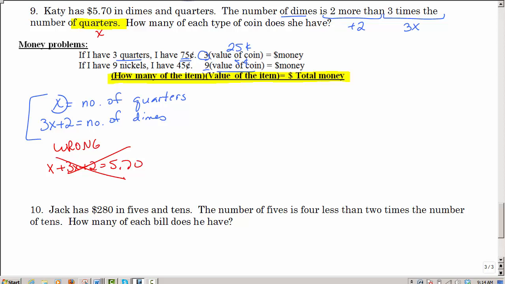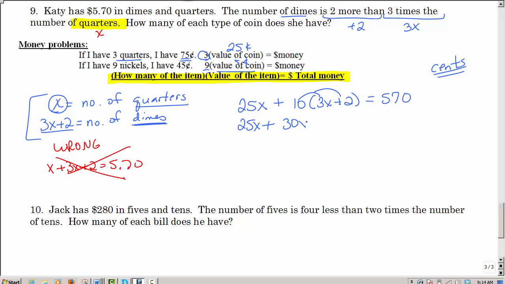We have to take how many times the value. So quarters are worth 25 cents, so I'm going to multiply 25 times x. Dimes are worth 10 cents, so I'm going to multiply 10 times my dimes, which is 3x plus 2. And I'm just going to set it equal to 570 cents. Since I didn't put a decimal on my 25 or my 10, everything I'm going to do is in cents so I don't have to work with that decimal. All right.